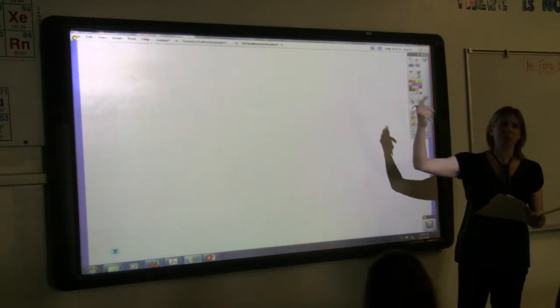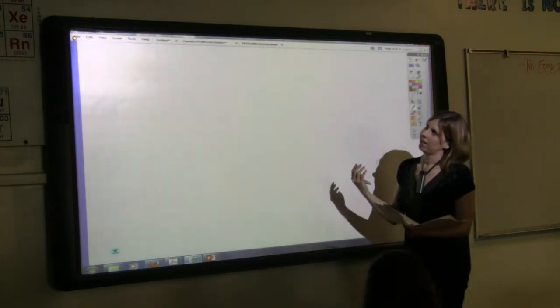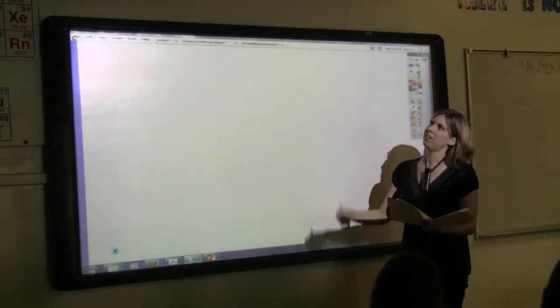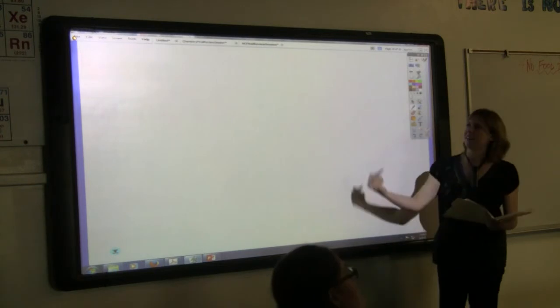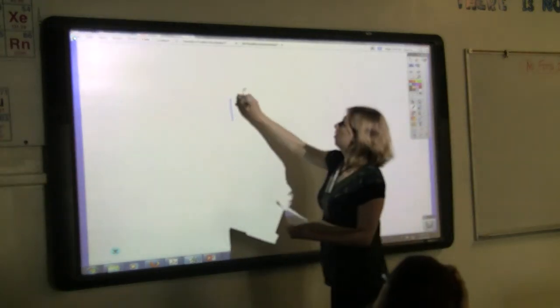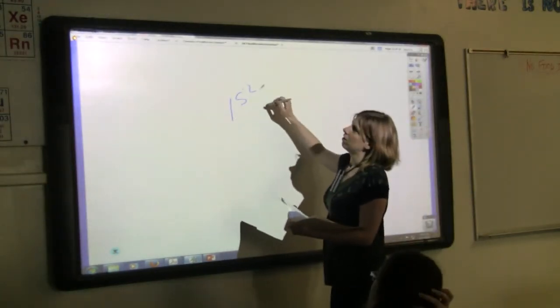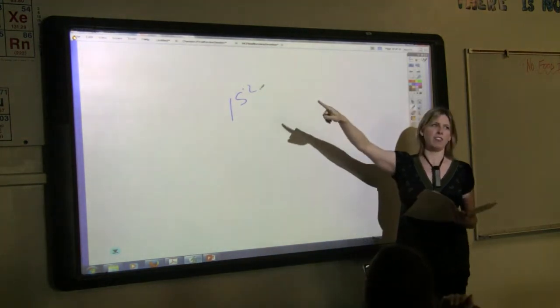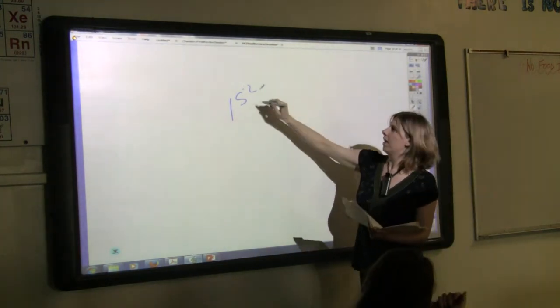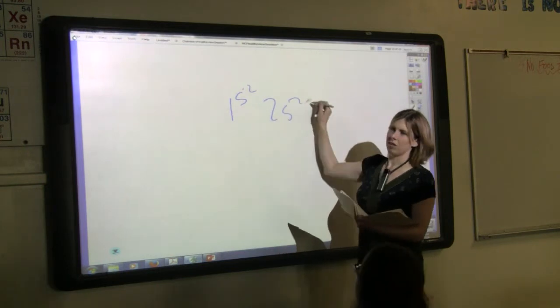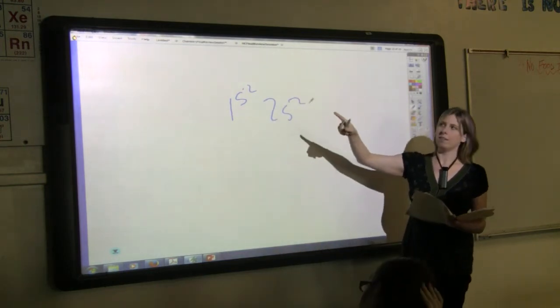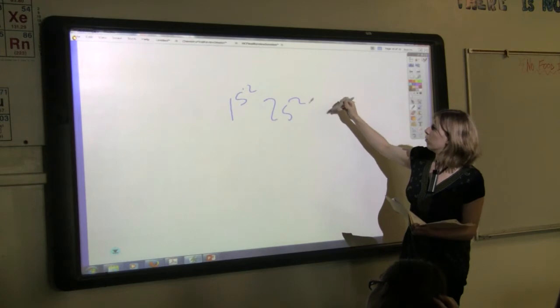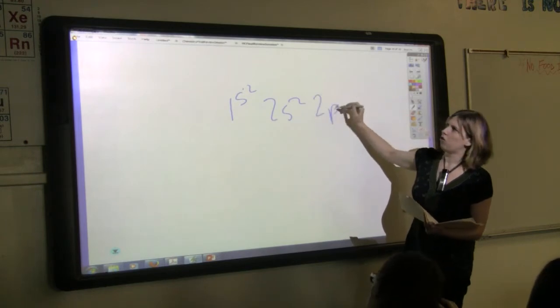So they go in order. If I say I'm looking for nitrogen, it's going to go 1s2, because we filled the hydrogen spot and the helium spot, and then 2s2 because we filled the lithium and beryllium spot. Then we're going to have 2p.